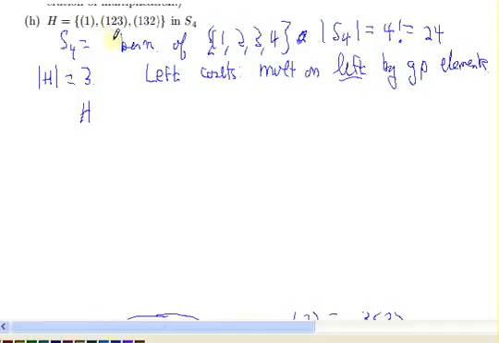So let me try a different element of S4 and see what set I get. Here these are all 3 cycles, and this is the identity. So let's try something like (1 2). If I do that, when I multiply (1 2) times H, let's write it out like this: I'll have (1 2) times 1, then (1 2) times (1 2 3), and then (1 2) times (1 3 2).